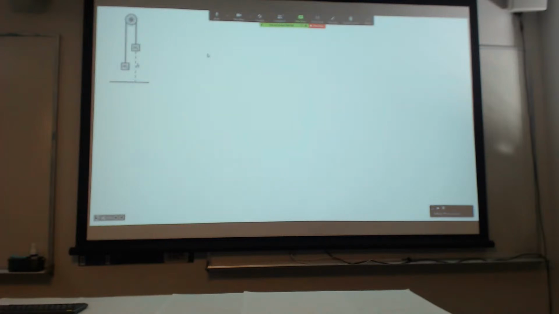How many forces does your diagram show for the object on the left? I have tension going upward. Yes. Acceleration going down. The force of gravity going down. M2 is greater than M1, right? Yes, I believe so. Yes. No. Oh, no, sorry. It's M2 is a half of M1.